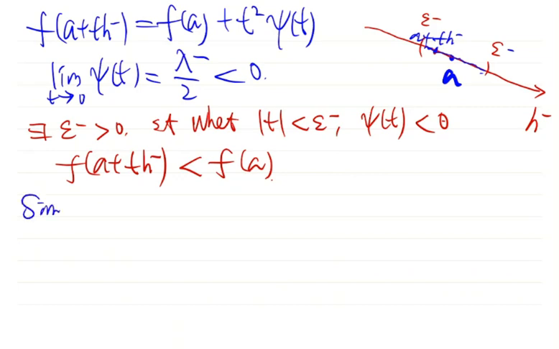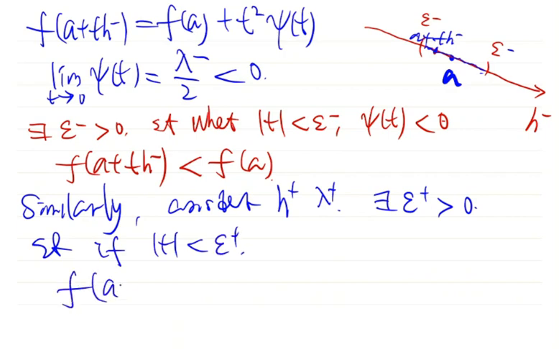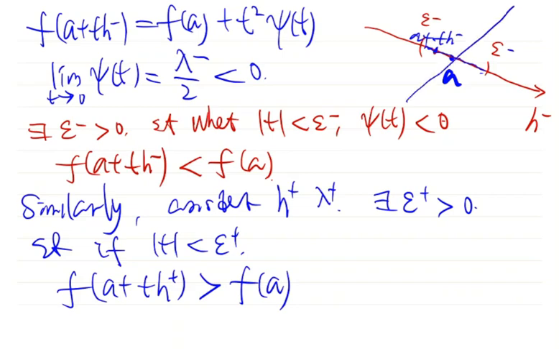Similarly, consider h plus and lambda plus. We also have epsilon plus positive, such that if the absolute value of t is less than epsilon plus, then f(a + t h plus) is greater than f(a), because lambda plus is positive. That is to say, we have another direction passing the point A. This is the direction of h plus.